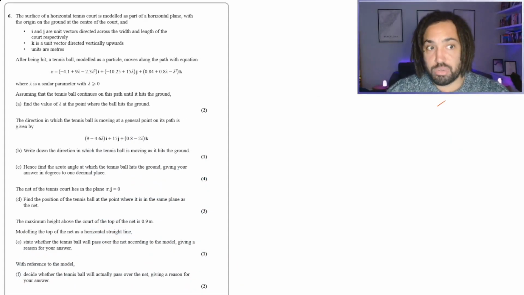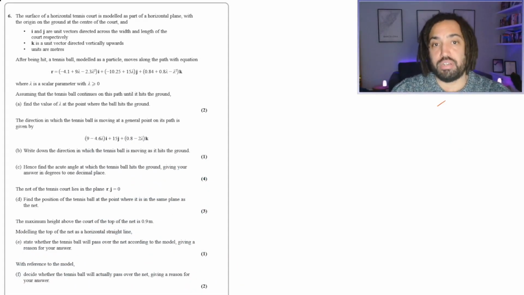Woof, what a question. Okay, it's a bit of a wedge question, so I've zoomed out a little bit. We've got a tennis court. It's been modelled by a horizontal plane, blah, blah, blah. The origin on the ground at the centre of the court. And these are the unit vectors, and k is the unit vector upwards. After being hit, a tennis ball modelled as a particle moves along the path with this equation, where lambda is a scalar parameter. Assuming that the tennis ball continues on this path until it hits the ground, find the value of lambda at which the ball hits the ground.